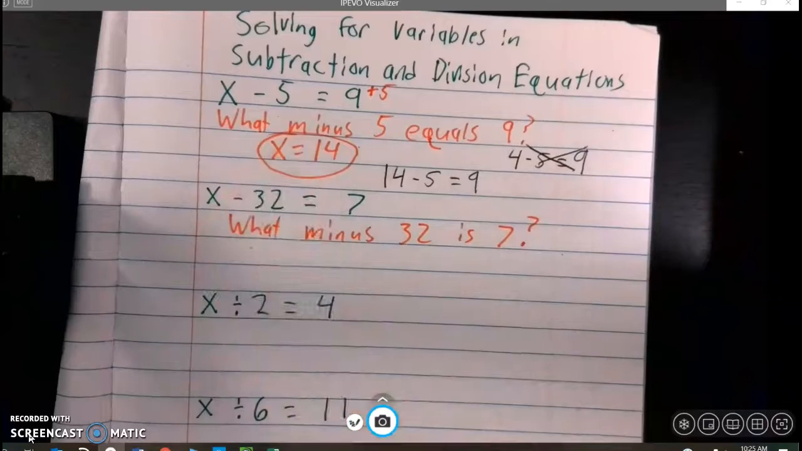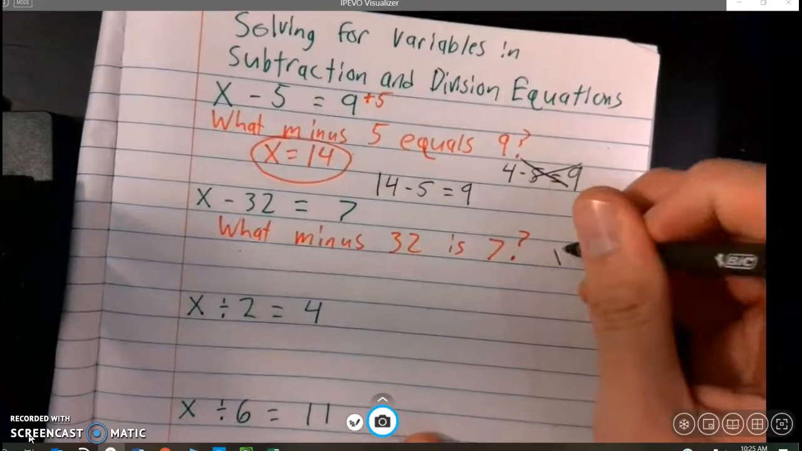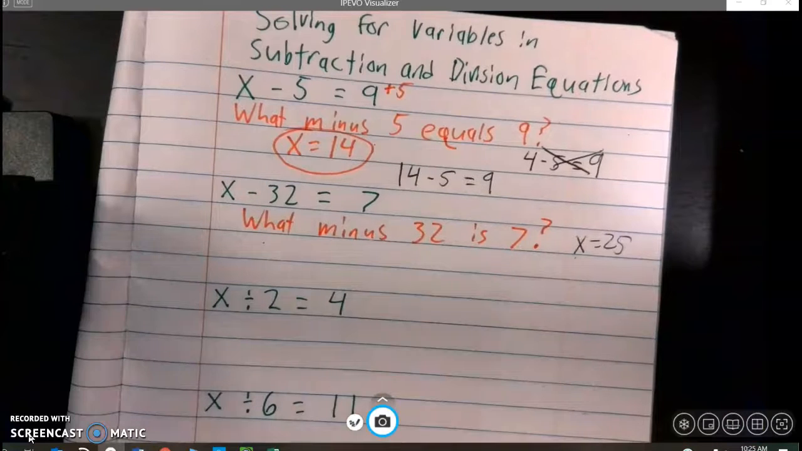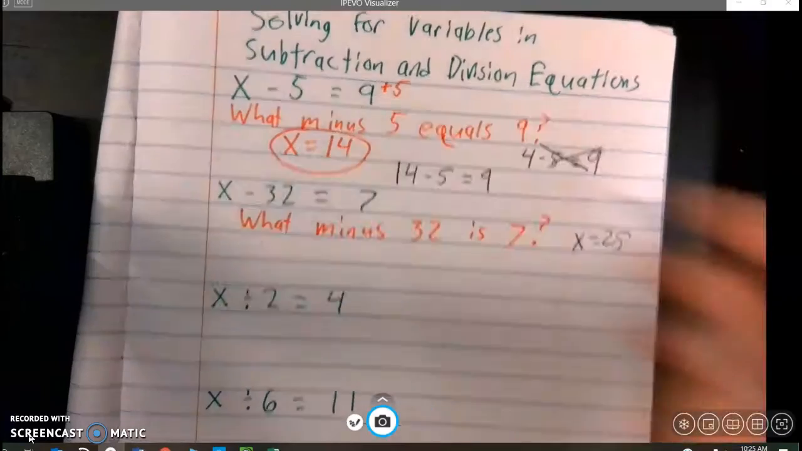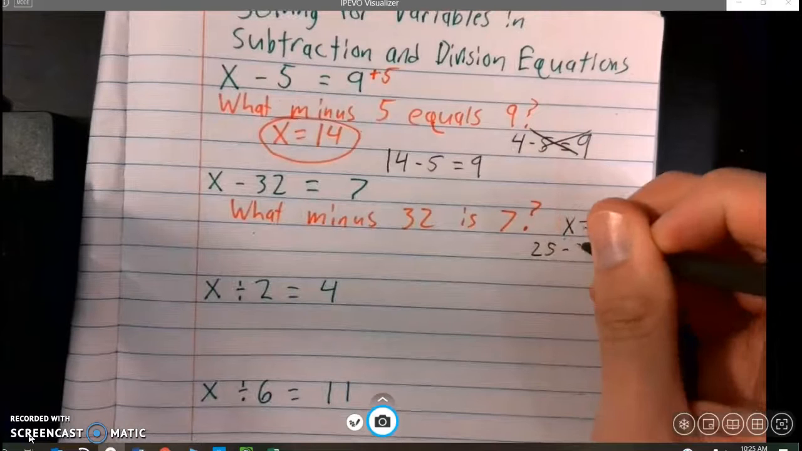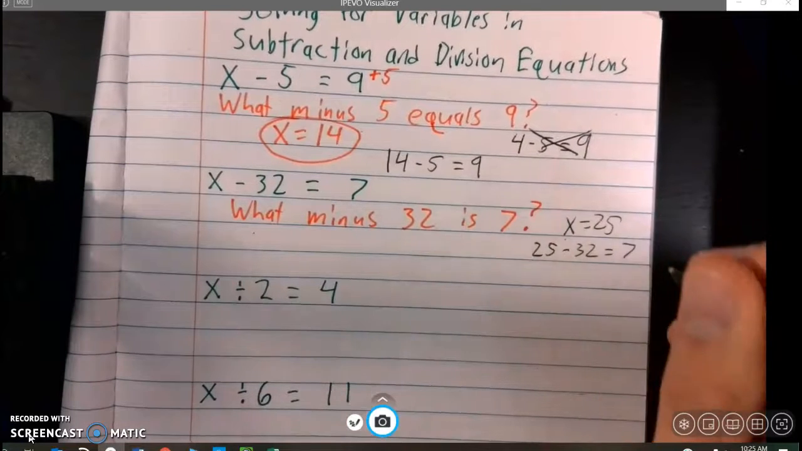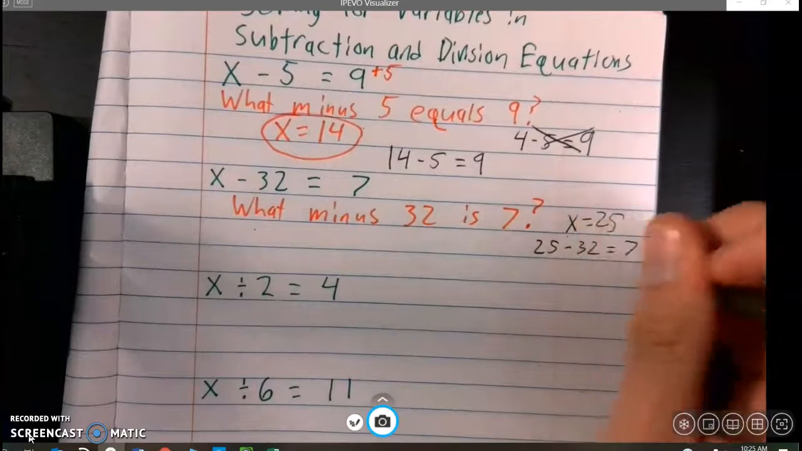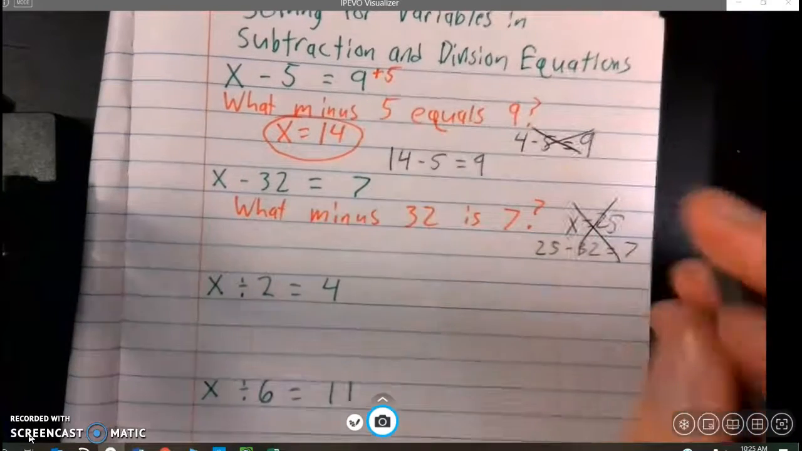The biggest misconception here was that a lot of people said x equaled 25. They're seeing minus 32 and 7, and they did 32 minus 7 to get 25. If I substituted that into this problem, is 25 minus 32 equal to 7? No, right? 25 minus 32 would be negative 7, so that is incorrect.